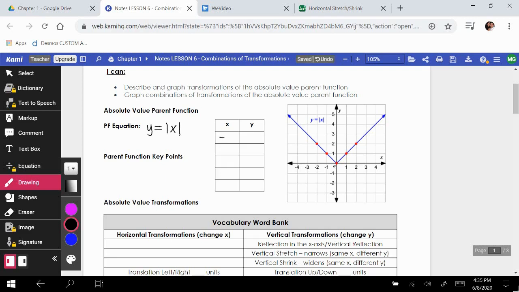For the key points, we're going to start with x values -2, -1, 0, 1, and 2. And when you plug each of those x values into the absolute value function, you end up getting positive y outputs. Okay, so those are the key points we're going to use. Remember, the parent function for the absolute value has a V shape.